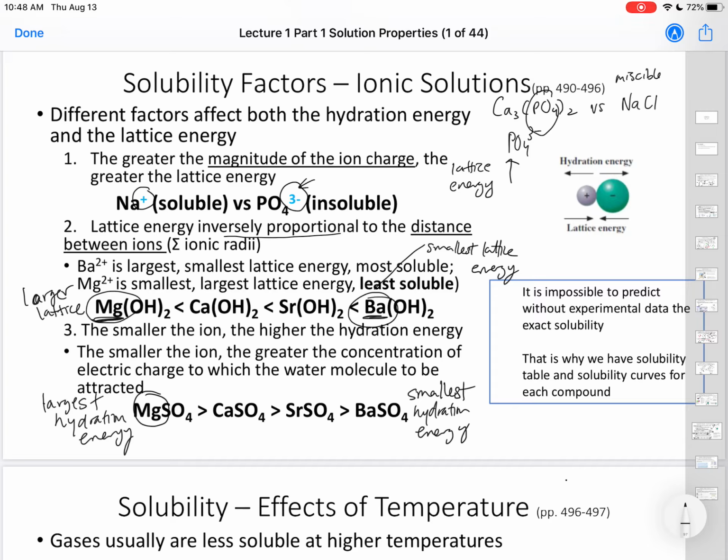So really, with all of these things, the best thing to do is to look at each one of these factors, the magnitude of charge and the size, and decide which has the higher or larger hydration energy.